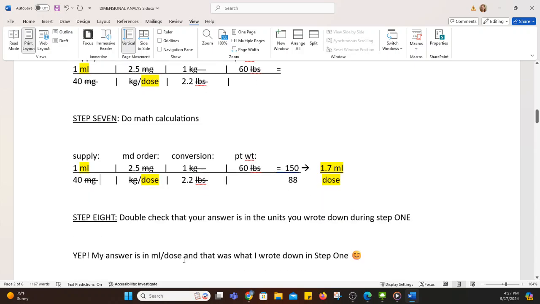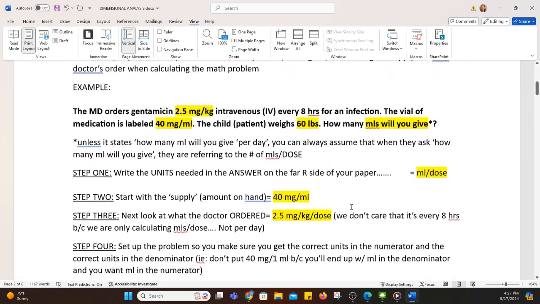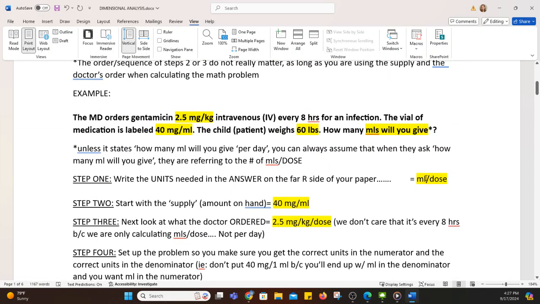And then it says double check your answer that you wrote down on step 1 to make sure that your answer is in the correct units. I have 1.7 mils per dose. Up here in step 1, I wrote mils per dose. So we know it has to be right.